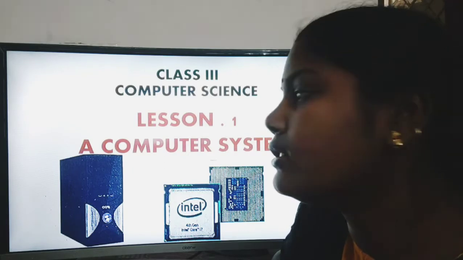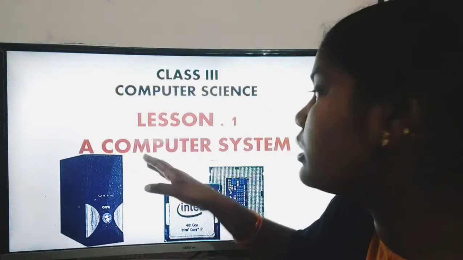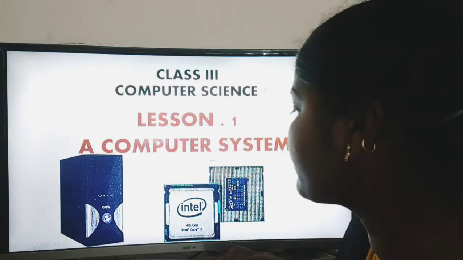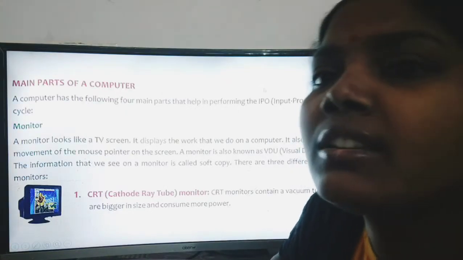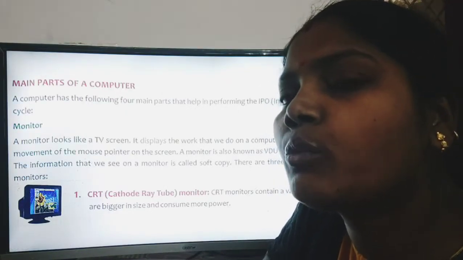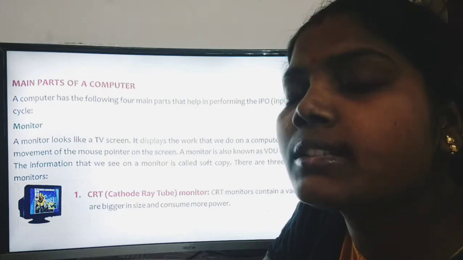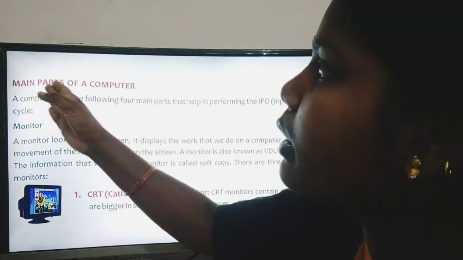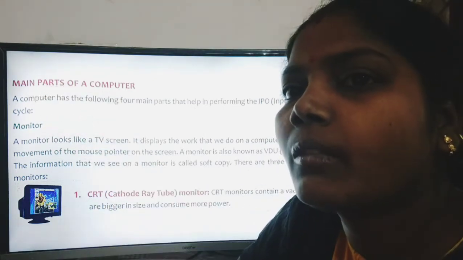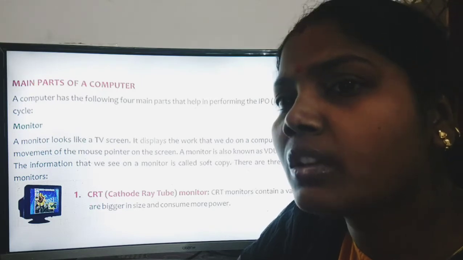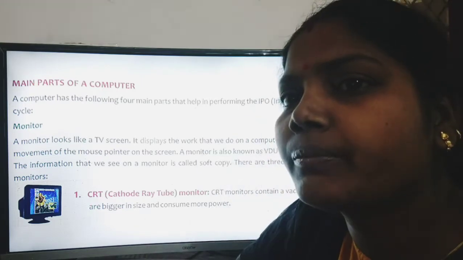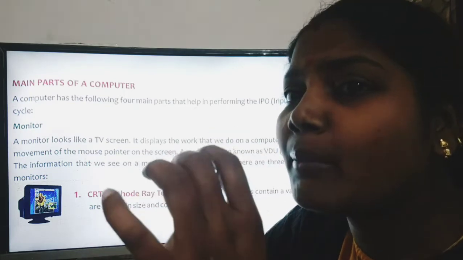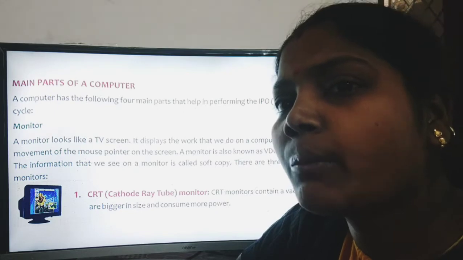Today we are going to learn lesson 1, a computer system. In this lesson you already learned what a computer system is, and today we are going to learn the main parts of a computer. I hope you know the main parts of a computer, because ma'am already taught you their names.